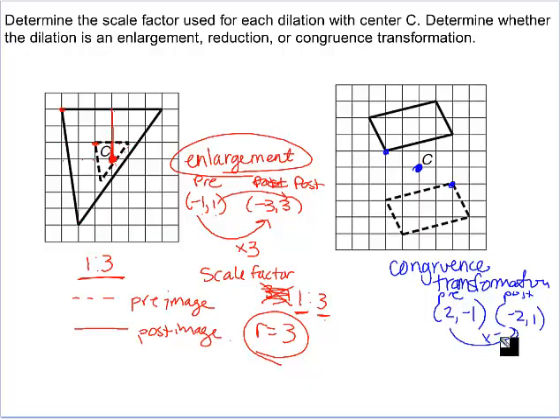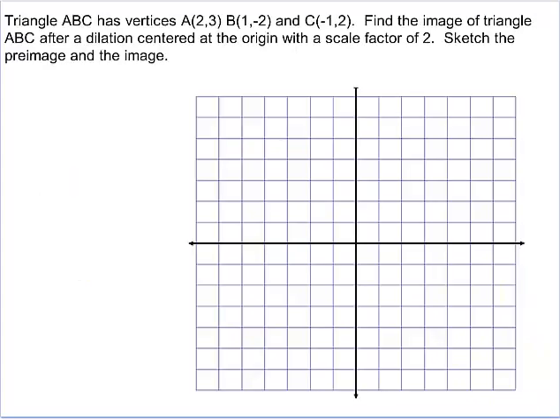Well, there we had to times it by -1. So your r value is -1, but your scale factor would be 1 to 1 because it didn't end up changing size or shape. All right, so now we'll do a couple of examples where we want to graph our pre-image and our post-image.